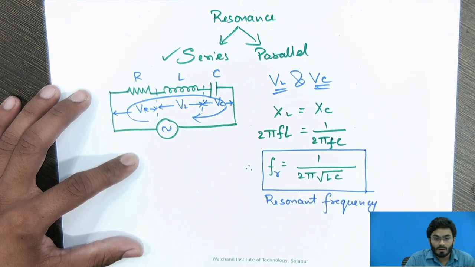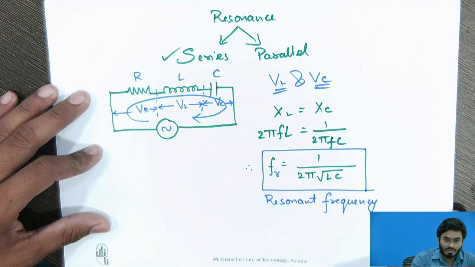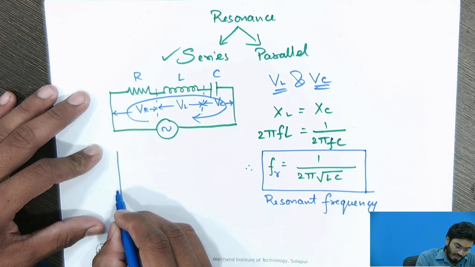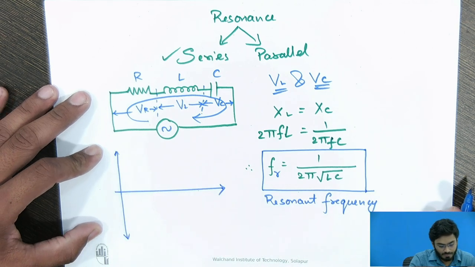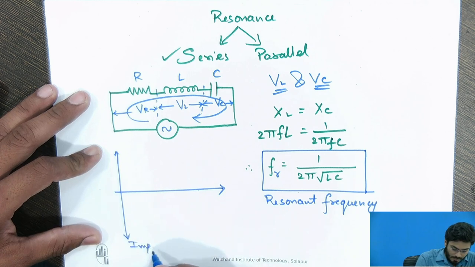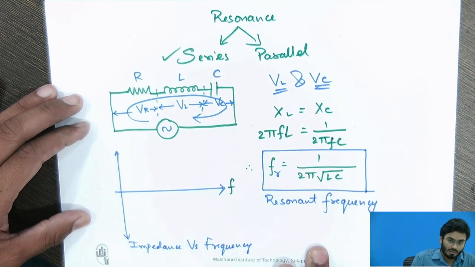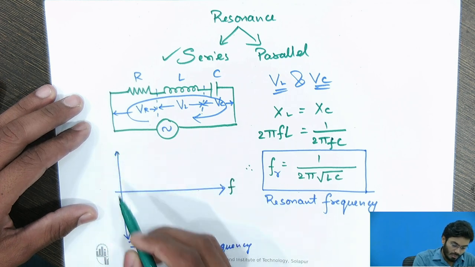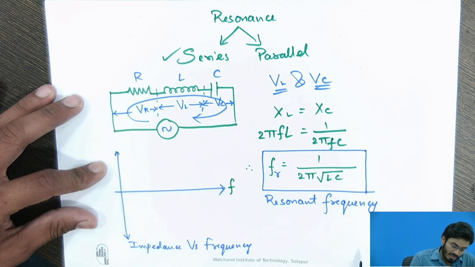Now, if we try to analyze the same series RLC circuit with respect to a graph, then it becomes very evident to understand how the frequency change is going to affect the overall impedance of a curve. So this curve would be an impedance versus frequency. Therefore, we have frequency on our x-axis, and we are going to plot some reactances and altogether the impedance curve on our y-axis. So let's have a look at it.